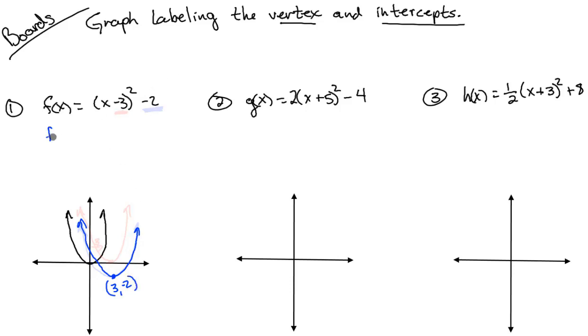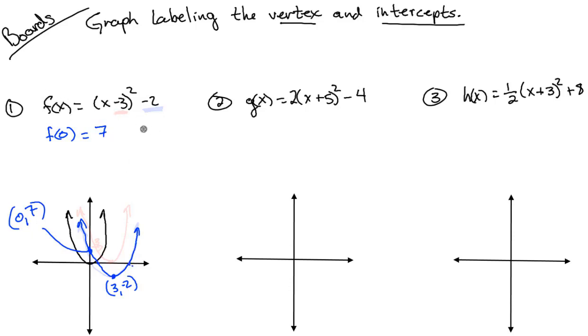No, the X-intercept first. The Y-intercept, you're right. f of 0 equals 0 minus 3, which is negative 3. Squared is 9. Minus 2 is 7. So that point right there, not drawn to scale, is 0, 7. Great. And these X-intercepts, let's find out where they are.